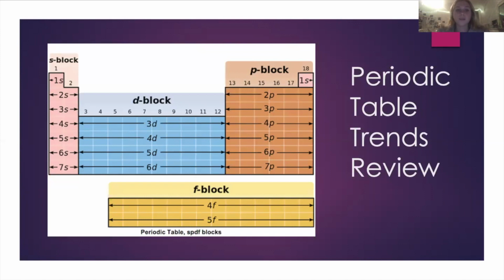The F block should typically be between the 6th and 7th row. However, this would make the periodic table too wide, so they put their own section underneath the periodic table.